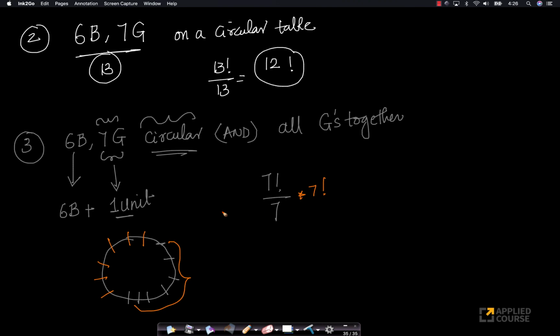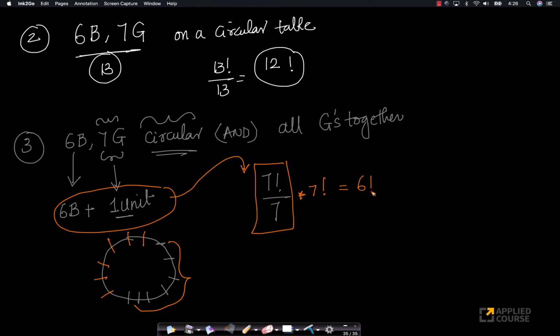So what is the total number of ways that I can arrange? This is the number of ways I can arrange 7 units in a circular table. Now, once I've arranged them, these 7 girls, in how many ways can I permute or arrange them? I can arrange these 7 girls in 7 factorial ways. So this is equal to 6 factorial into 7 factorial ways. This is a very interesting example. Lots of fun to solve problems like these.